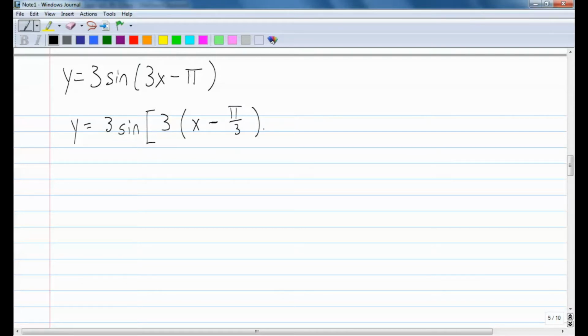Alright, so now let's figure out the amplitude. Amplitude is going to be equal to the absolute value of 3, which is 3. The period is going to be equal to 2 pi divided by omega. So 2 pi divided by whatever we factored out. That was 3. So the period is 2/3 pi, or 2 pi over 3.